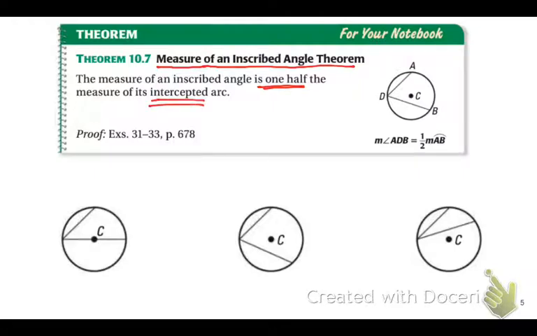So what does that mean? That means if you have an intercepted arc of a certain measure, then this angle is going to be 1/2 of that measure. Let's look at some examples down here. Here are our three types of inscribed angles. Say, for example, my intercepted arc looks like, let's try 40 degrees.